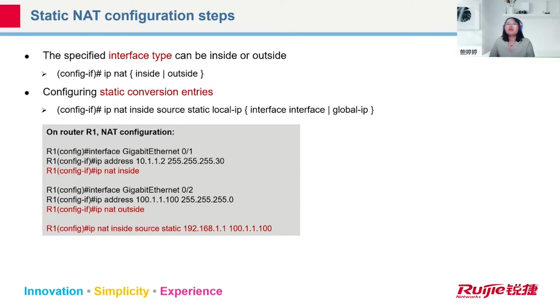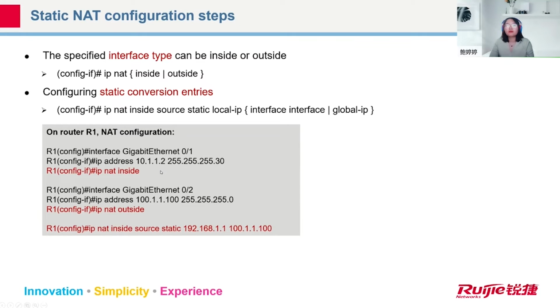For the configuration, you have to specify which interface is inside and which interface is outside, and then add the connection between the source and the destination: ip nat inside source static 192.168.1.1 100.1.1.100.